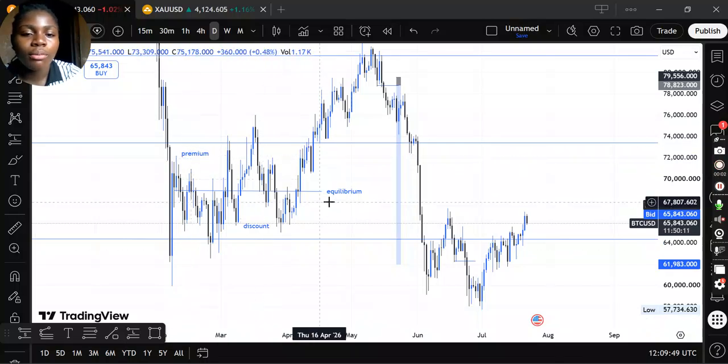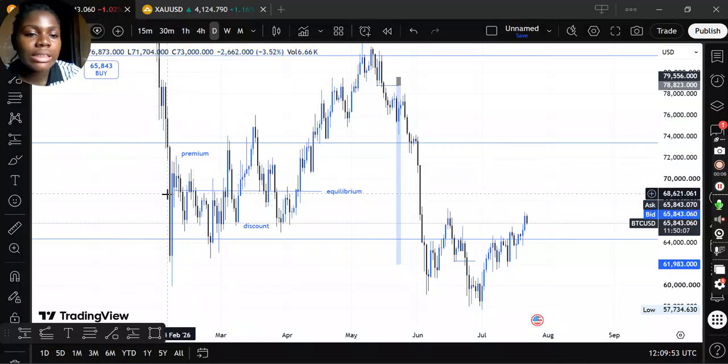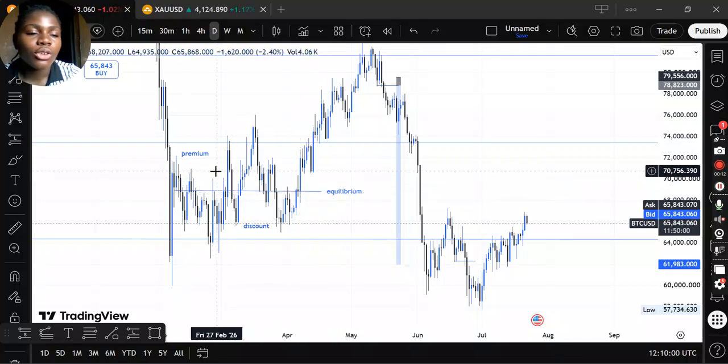Today we talk about premium, equilibrium, discount. A premium is usually when you see a range, you just halve it into two, which is why I added this line at the middle. The upper half is the premium area, and the lower half is the discount area, and then that middle line is just the equilibrium. It's where price found mutual ground for both discount and premium.